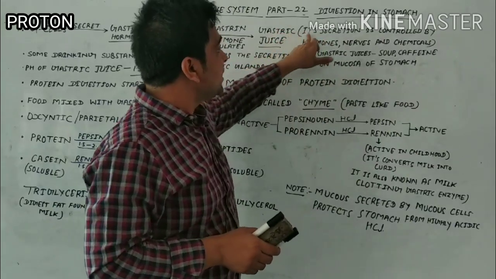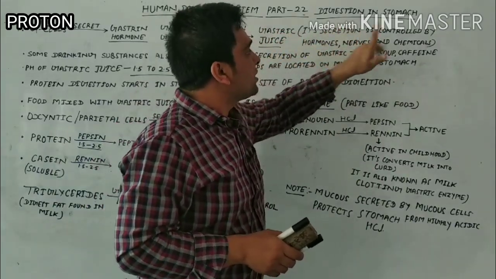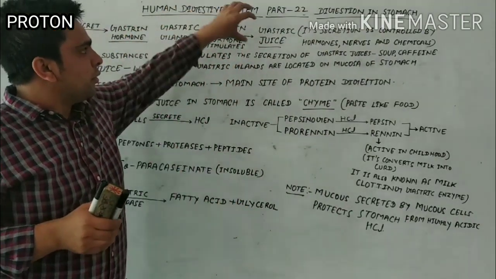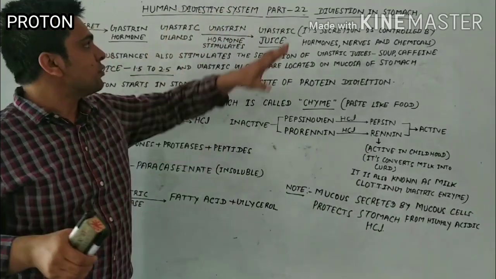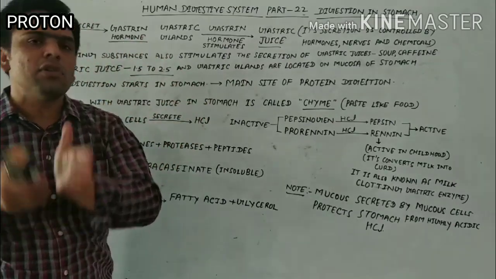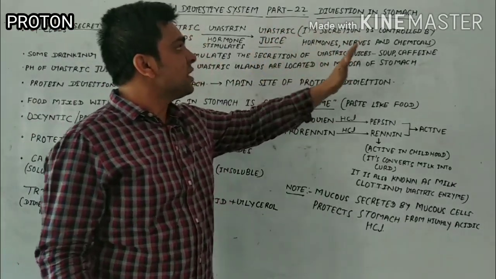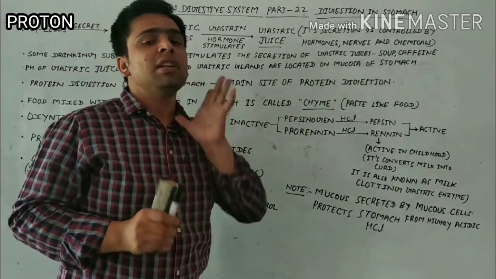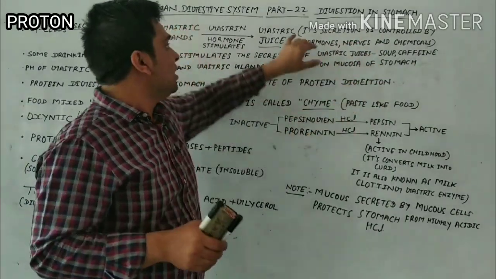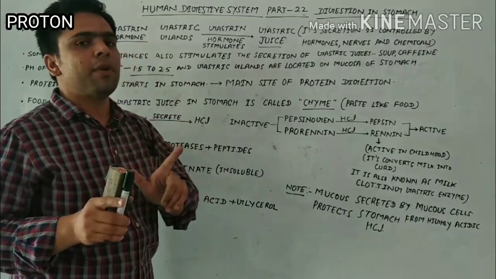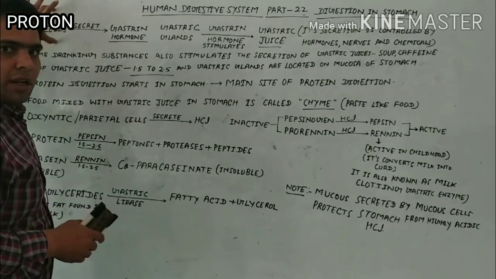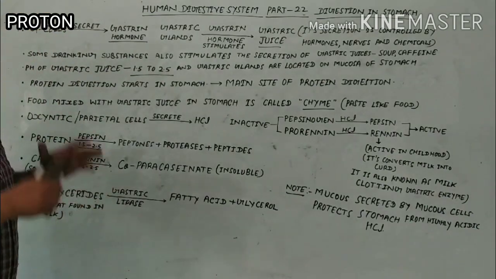So the secretion of gastric juice is controlled by hormones, nerves, and chemicals. So students, what is the regulation of gastric juice? The secretion of gastric juice is controlled and regulated by some special hormones, certain nerves, and certain chemicals found in our body. So these hormones, nerves, and chemicals control the secretion of gastric juice. So always remember this important thing that is mentioned as point number 1. Clear students? So come to the next point.